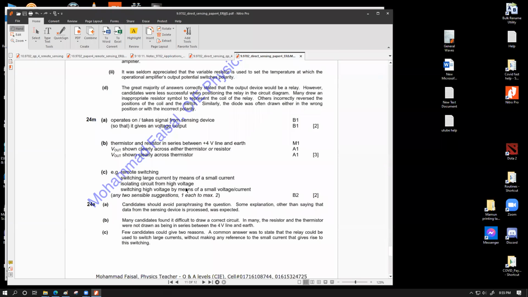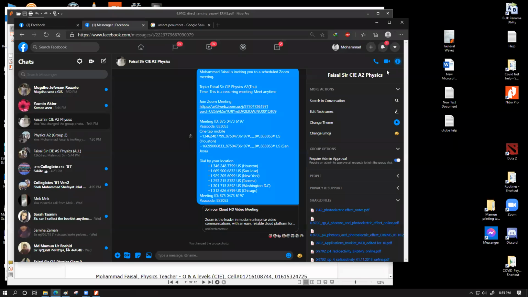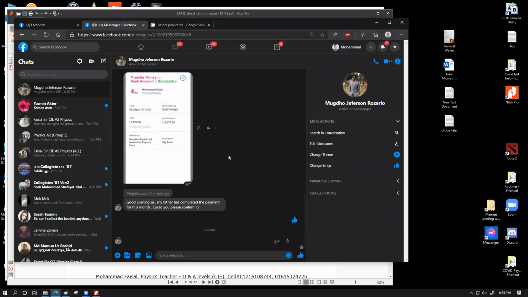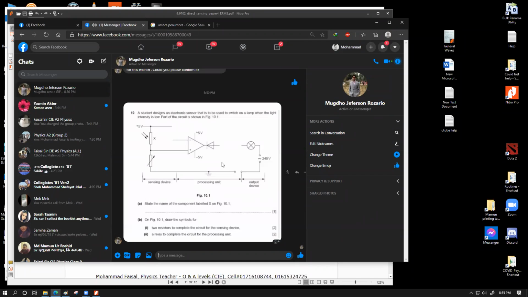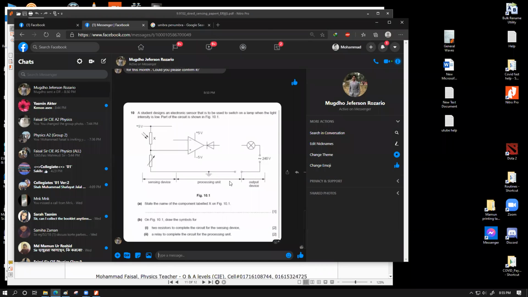Yes, sir. Achha. So, sir, can we ever control actuators using a relay? This is a Jeep. Where is the Jeep?